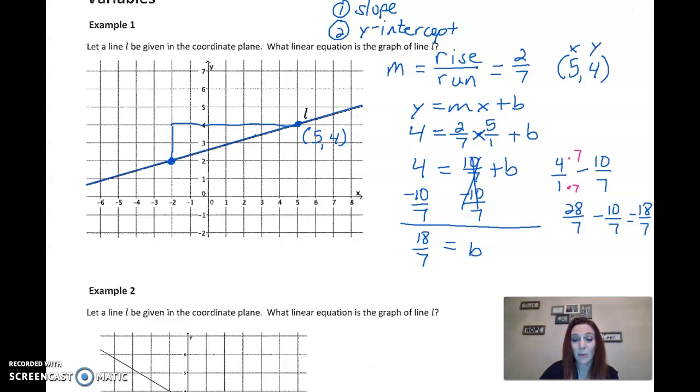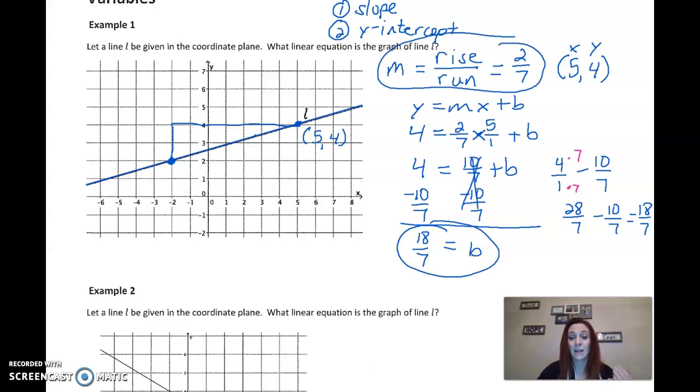Now, we don't have the linear equation yet. But now notice I have a b and I have an m. And if I have a b and I have an m, I can plug that into slope-intercept form. Oh, but wait, Mrs. Messing, you already used slope-intercept form. I know. We used it to solve for an unknown, okay? Because we know if it's a linear equation, you got to be able to write some form of y equals mx plus b. So this is y equals, take our slope, 2/7, times x plus our b, 18/7.